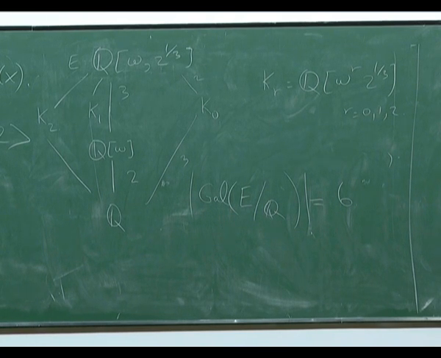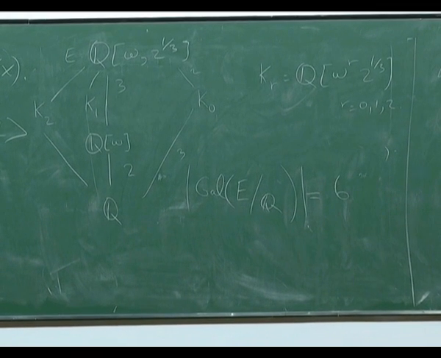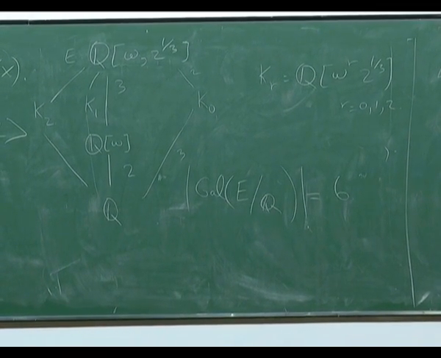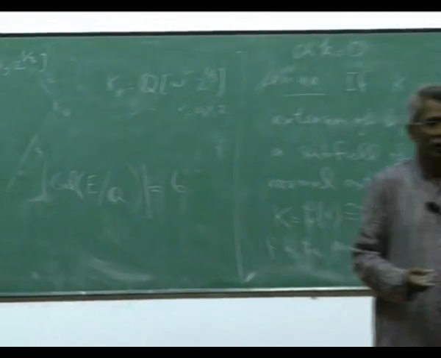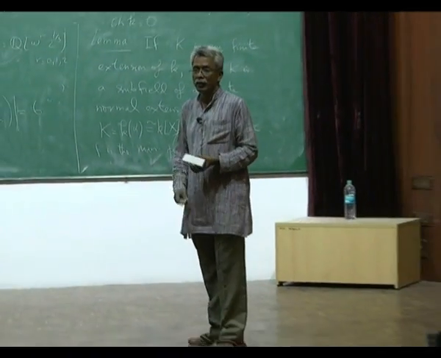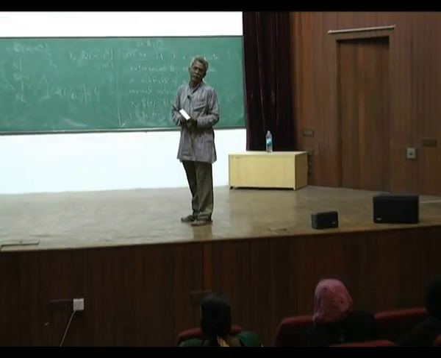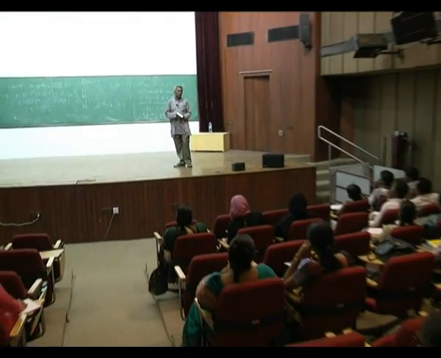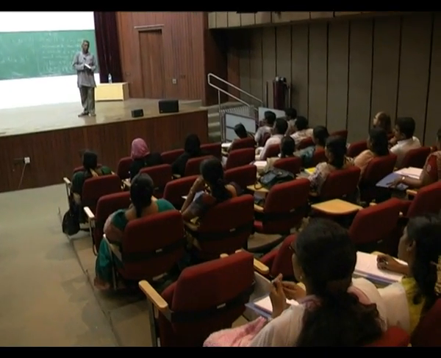Now, how many groups are there of order 6 up to isomorphism? What are the groups that you know of order 6? There are 2. What are they up to isomorphism? S3 and Z2 cross Z3, that is the same thing as the cyclic group Z6. Now, we know the Galois group has order 6. Which one is it? Is it S3 or is it the cyclic one?